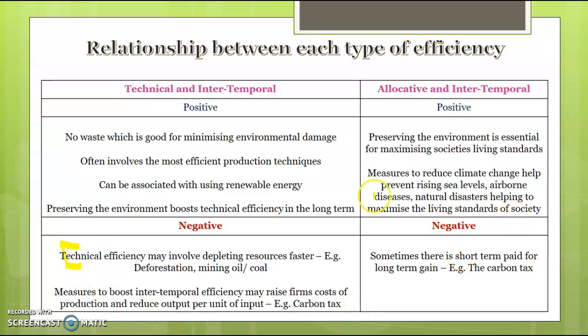Allocative and intertemporal, basically, look, we have to preserve the environment to achieve allocative efficiency as well, because if we're not maximising living standards in the future, then technically we're not achieving allocative efficiency. So measures to reduce climate change, however, can have some negative impact on living standards in the short term if they increase firms' cost of production, but they should help achieve both in the long term. You're probably not going to get asked the relationship between these two.